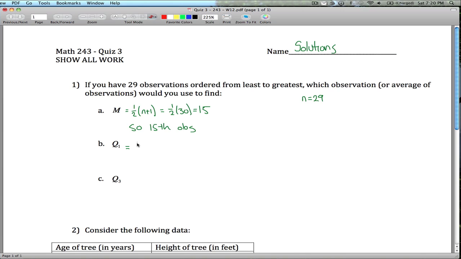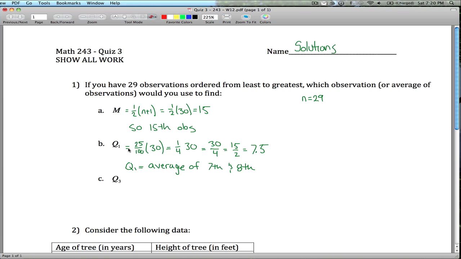Q1 is the 25th percentile. So you do, maybe I'll do it the long way, 25 over 100 times n plus 1, which we already said was 30, which is the same as 1/4 times 30, which is the same as 30/4, which is 15/2, which is 7.5. So we want the average, so Q1 equals average of 7th and 8th largest observations.